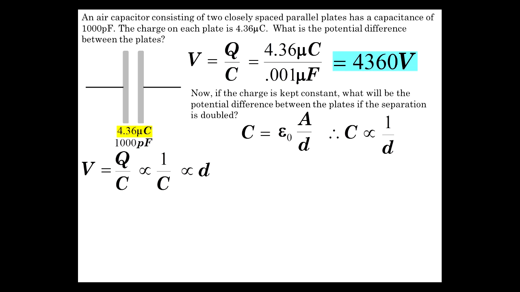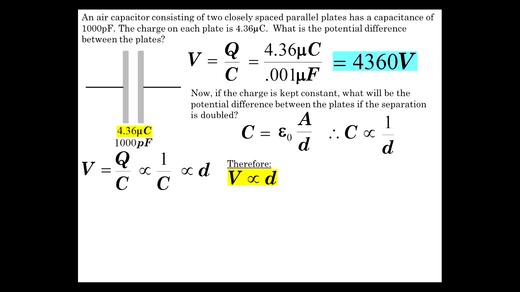It's proportional to 1 over C, which is therefore proportional to D. 1 over C proportional to D. So V is proportional to D. It's a good thing to keep note of anyway. Voltage proportional to distance, but that's consistent with what we've learned.